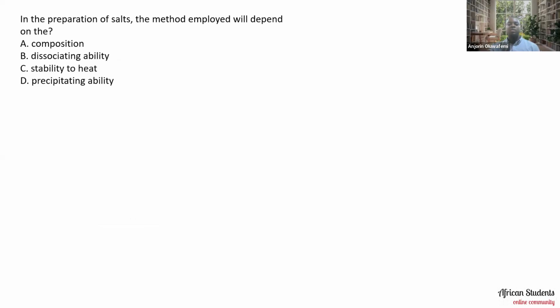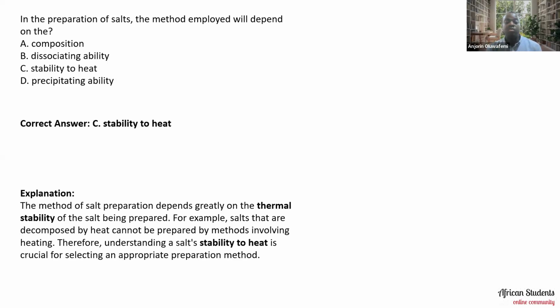In the preparation of salts, the method employed will depend on: is it the composition, the dissociating ability, the stability to heat, or the precipitating ability? The right answer is the stability to heat. The reason is that the method of salt preparation depends greatly on the thermal stability of the salt being prepared. For example, salts that are decomposed by heat cannot be prepared by methods involving heating. Therefore, understanding a salt's stability to heat is crucial for selecting an appropriate preparation method.